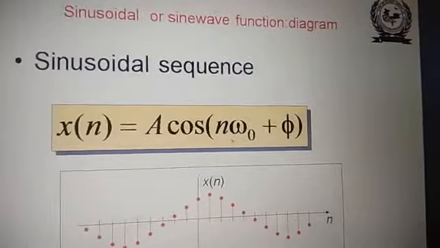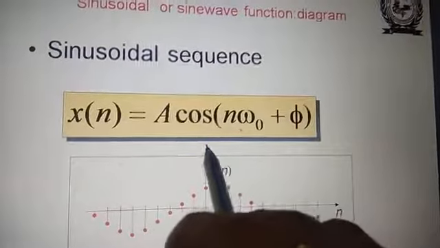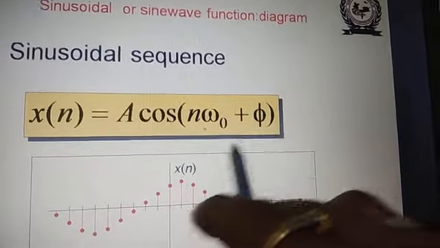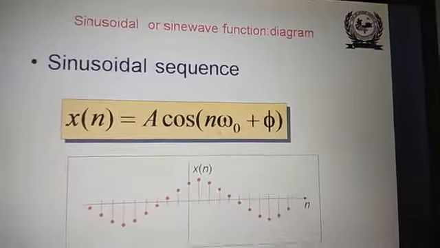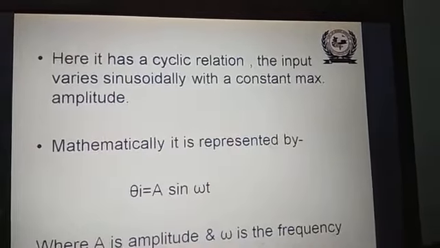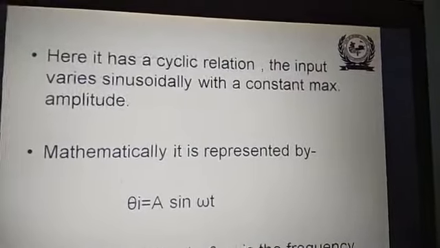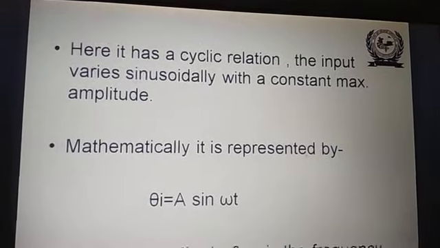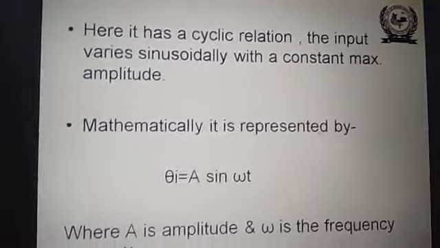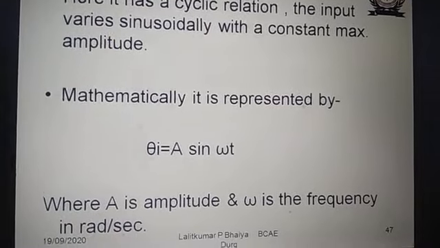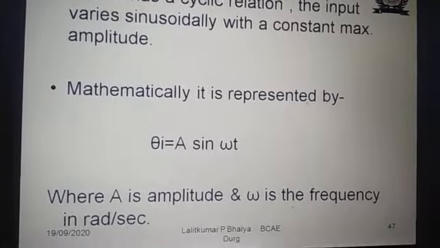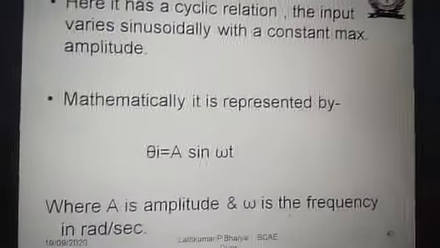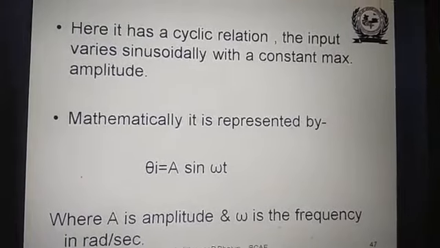This sinusoidal signal is given by x of n is equal to A cos of n omega 0 plus phi. Phi is the phase difference and A cos n omega 0 is the sequence. Here it has a cyclic relation. The input varies sinusoidally with a constant maximum amplitude. Mathematically it is represented by theta I is equal to A sin omega t, where A is the amplitude and omega is the frequency in radian per second. This is the sinusoidal equation.